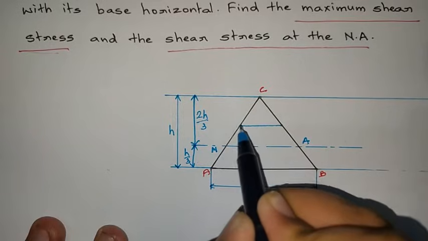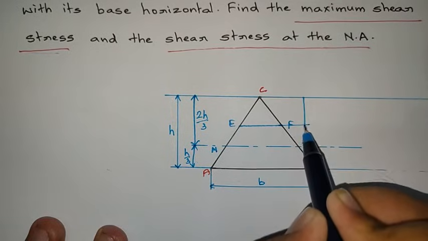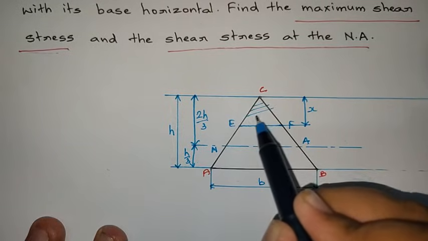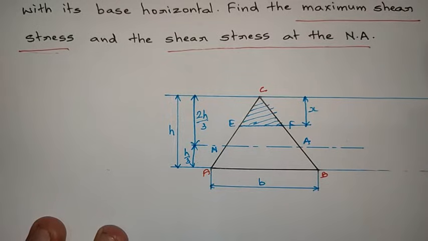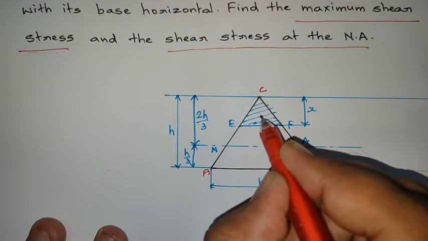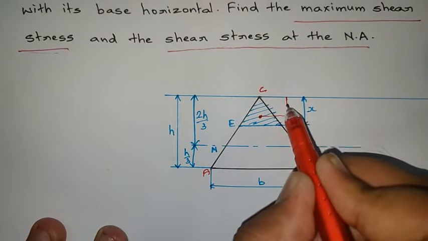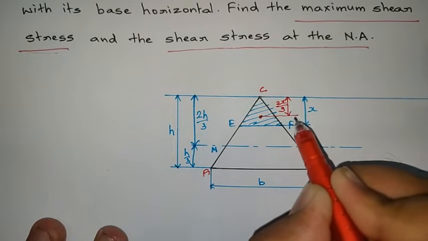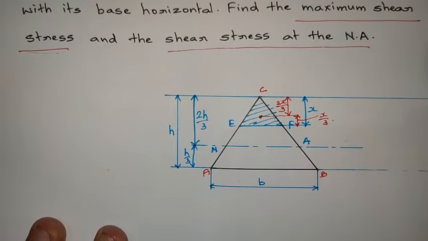So now I am going to consider a layer EF which is at a distance of x from the apex. So now this is the area above the layer EF. EF పైన ఇప్పుడు ఈ ఇంత ఏరియా ఉంది. Okay. So now for this area, what is the centroid? So the centroid will lie here. So it is also a triangle. So for this, what is the centroidal distance? It is 2x by 3 or this one is x by 3. Okay, right.